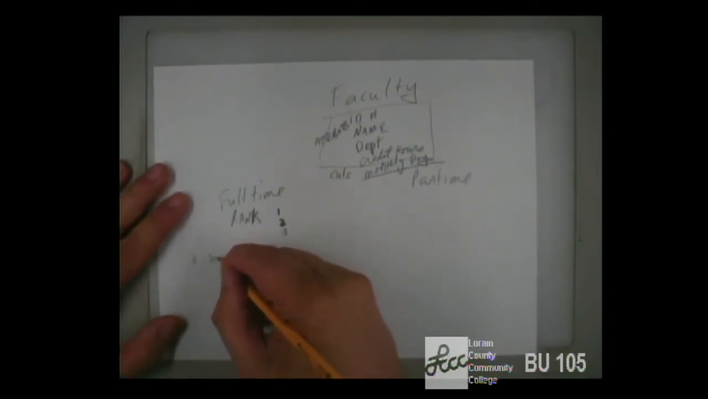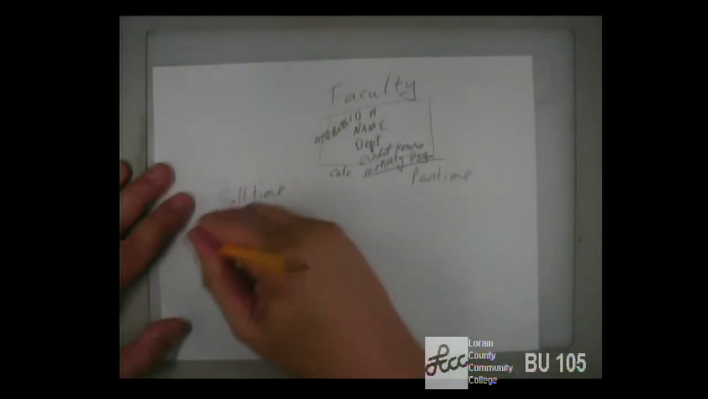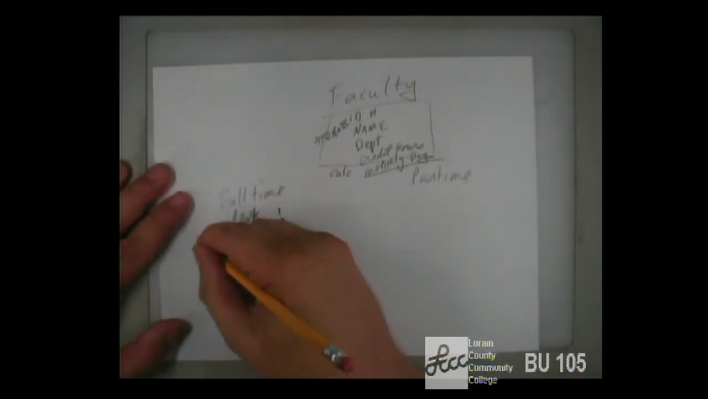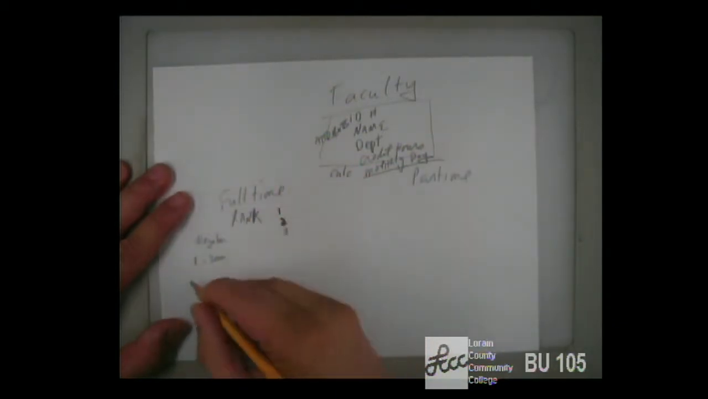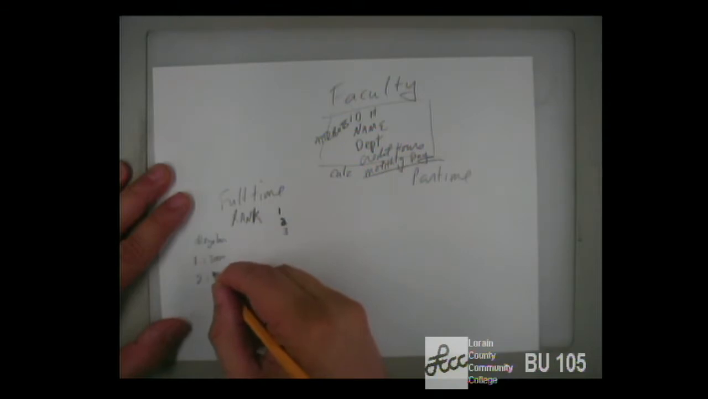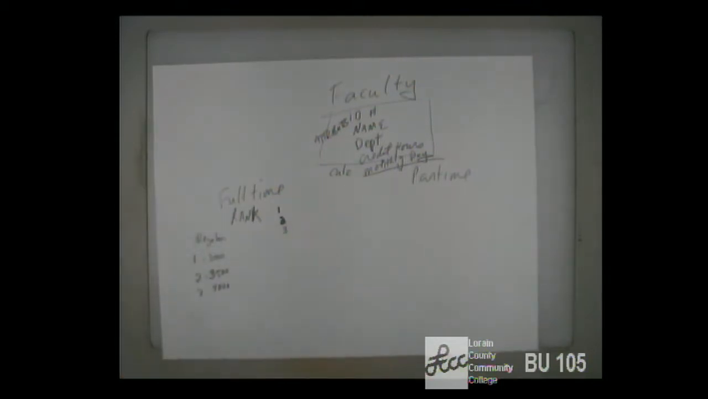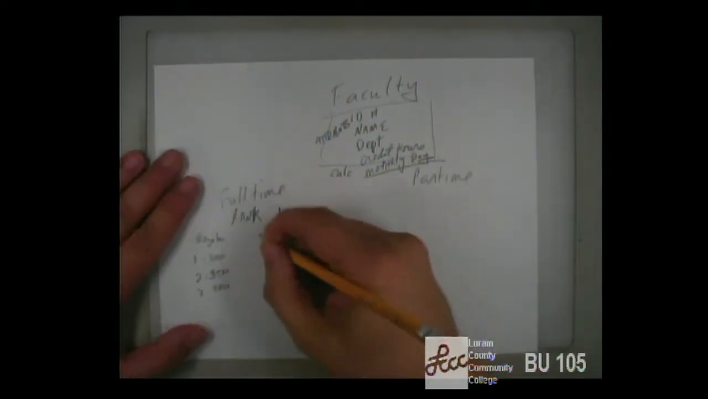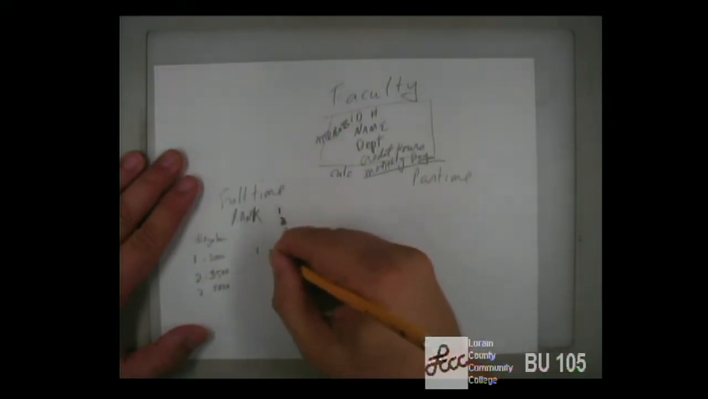If it's 2, make it $3,500. If it's 3, it's $4,000. So they get paid that. That's their base salary, depending on their rank. They also get paid for any hours they teach over 15. If they're ranked 1, they get $600 for all credits over 15. If it's 2, they get 700. If it's 3, they get 800.